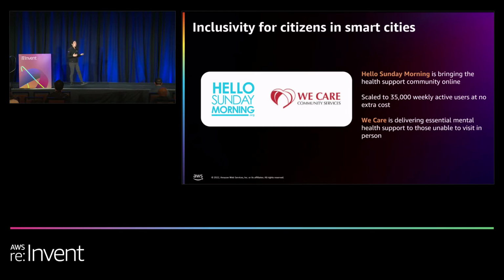So let's talk about mental health. I know that's been quite a bit of focus around there, especially around COVID and beyond. So We Care Community Services is located in Singapore, and they offer essential health support.